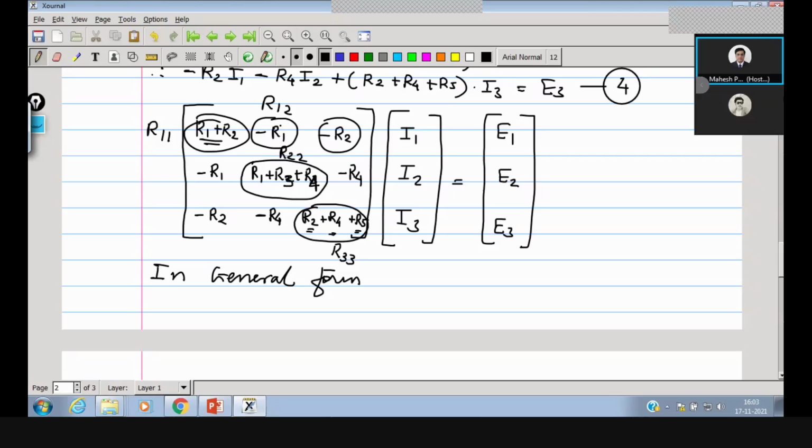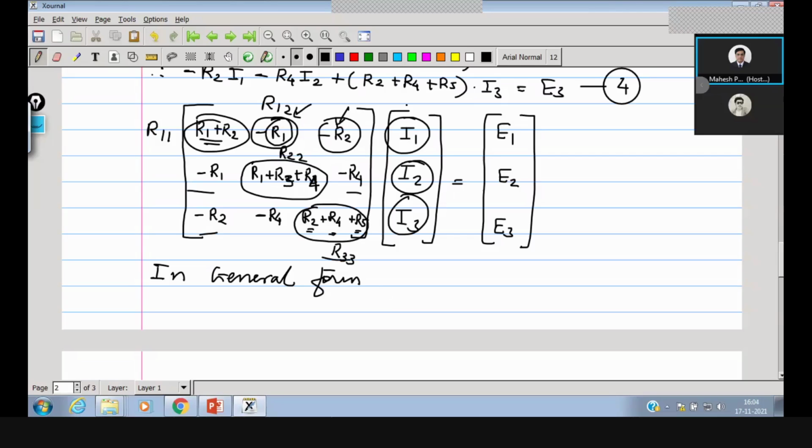So here, those are the common elements between two different meshes. This is due to current I2, and this is due to current I2. So between I1 and I2, R1 is the common resistor, and R1 is written with the minus sign here. Similarly, if you look at the I1 and I3 meshes, the common resistor is R2 here. Similarly, you can write the other parameters.